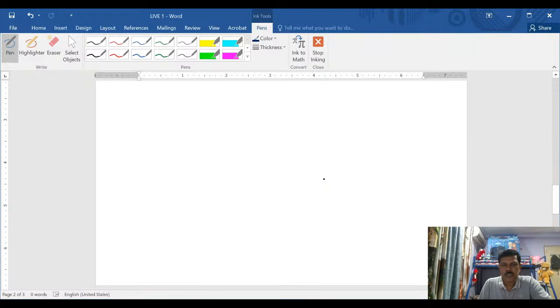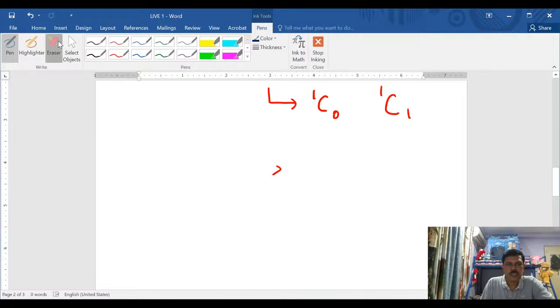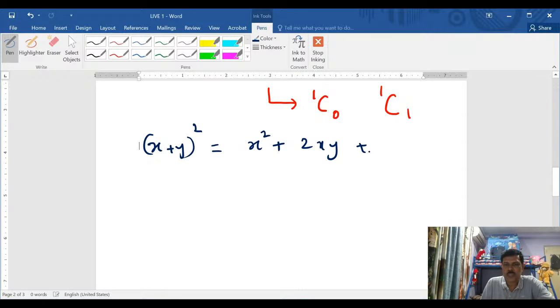Similarly, let me take another one. Now I take x plus y whole square. How did I write this? x square plus 2xy plus y square. This is what we know. What are the coefficients here? In terms of coefficients, I write 1 into x square, 2 into xy, plus 1 into y square. Okay, hope you all are following.